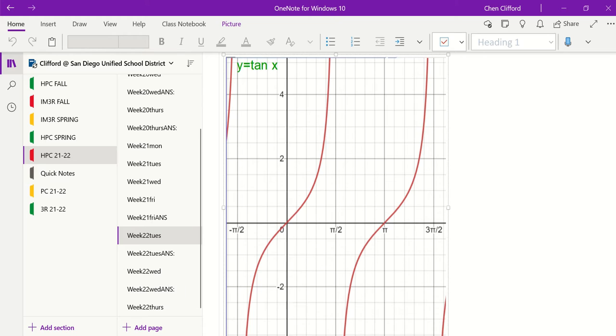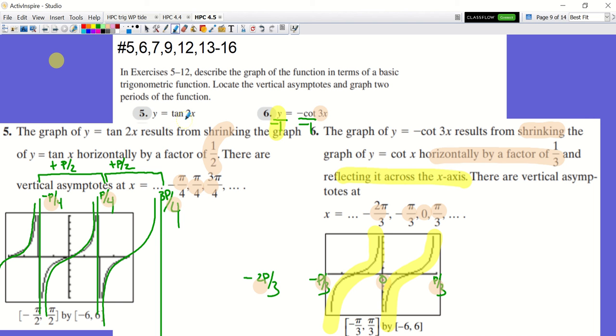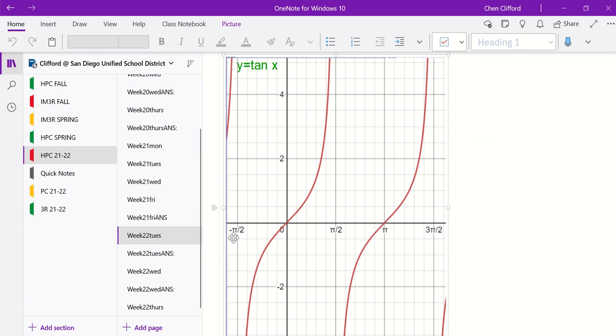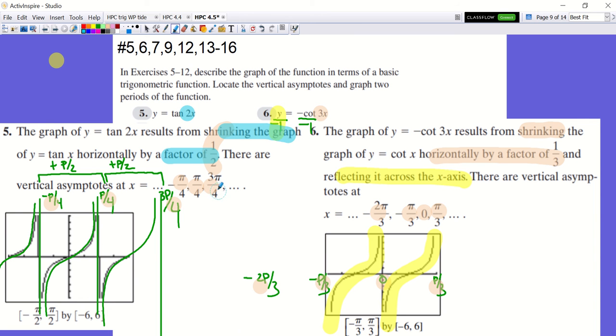Now, this 2 right here means that you shrink the graph by a factor of 1/2 because of opposite hats, which means that it used to be pi over 2 and minus pi over 2 as your vertical asymptotes, but that gets condensed to pi over 4 and minus pi over 4. You basically multiply this by half, multiply that by half. That's how I got this minus pi over 4 and this positive pi over 4.